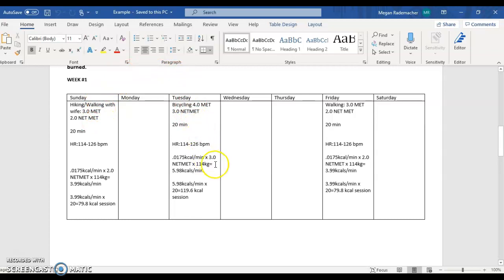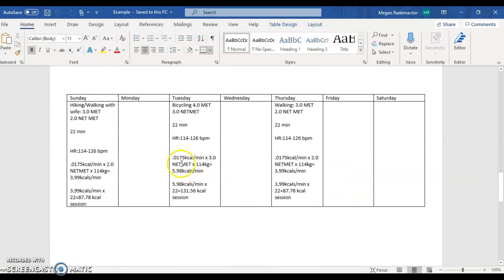20 minutes. I determine my calories burned right there. I'm going to give him Wednesday off as he wanted, and then I'm going to have him exercise again on Friday. And again, doing the walking by himself, and then information is listed there.